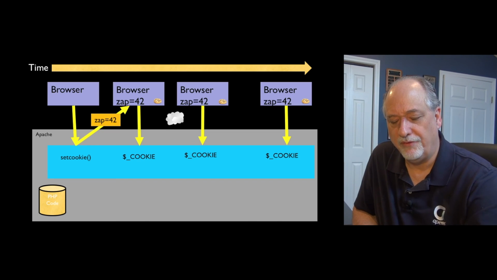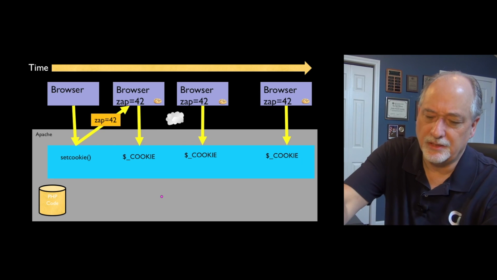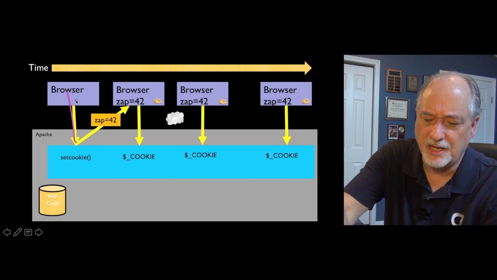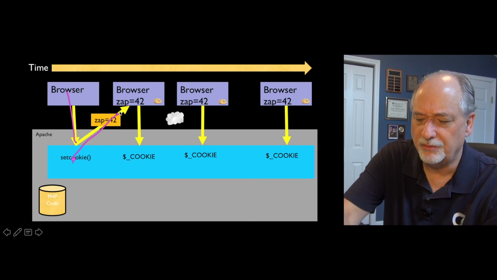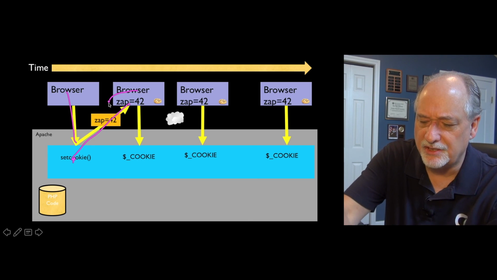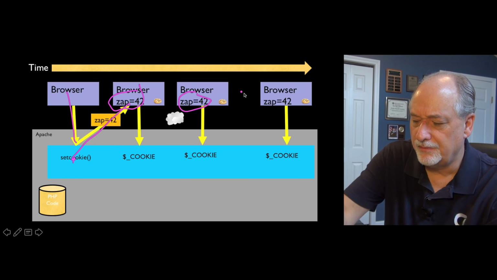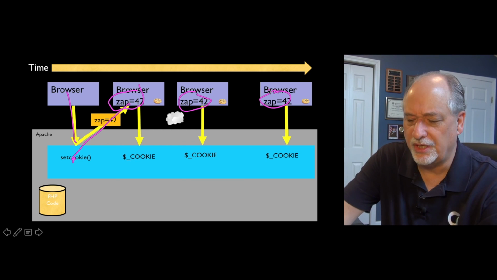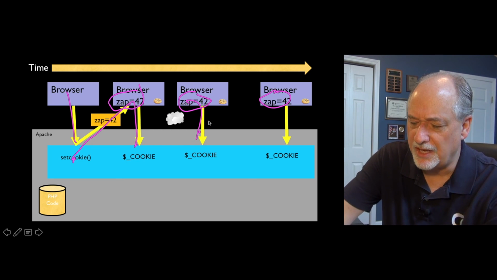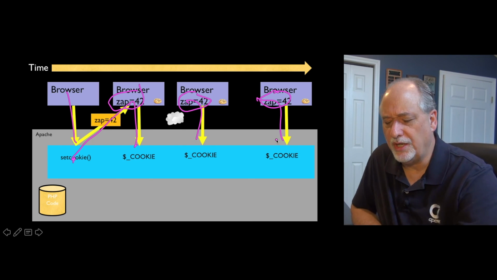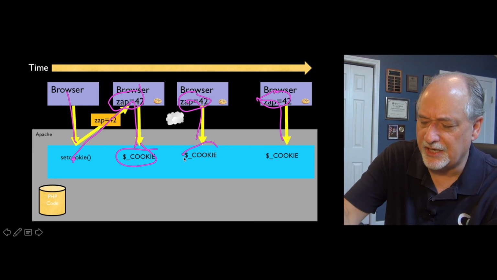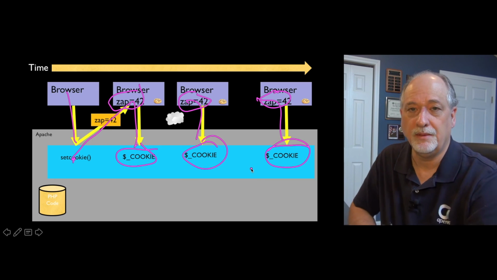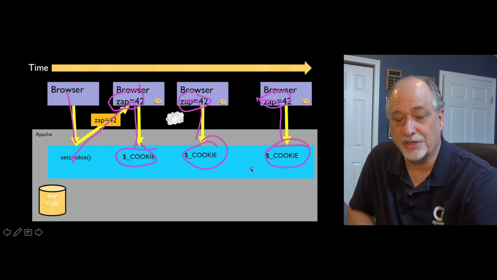Okay, and so if we look at this as a picture, the browser comes in, there is no cookie on it, and so then we call set cookie once, and we send back a cookie. Then that cookie stays in the browser forever until we throw it away, or if it's a session cookie, and then every request from that point forward, the cookie shows up and ends up in the variable $_COOKIE. Okay? So that's kind of how it works in PHP.